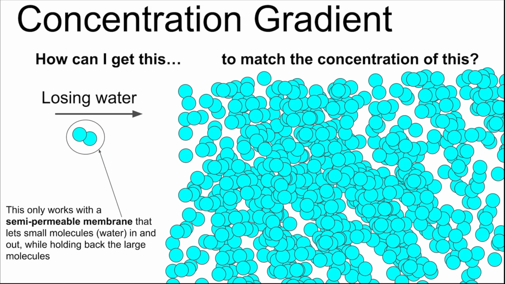One way of matching the concentration is to lose water. With the semi-permeable membrane, water molecules can move in and out of the cell, but larger molecules can't. So, in this case, to match the concentration, water has left the cell, and now the cell has roughly the same concentration inside of it as the outside environment.